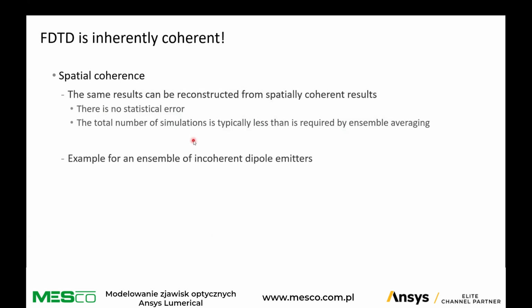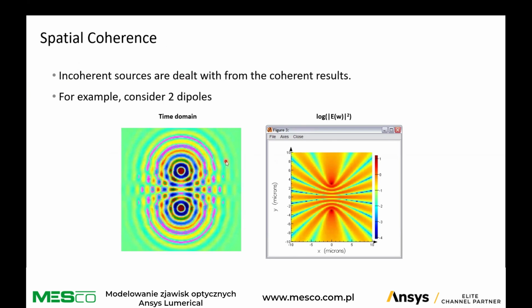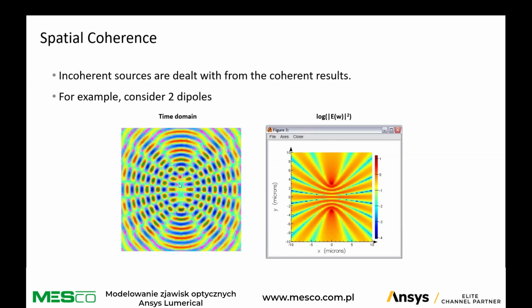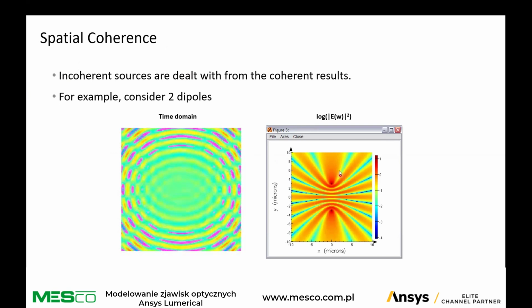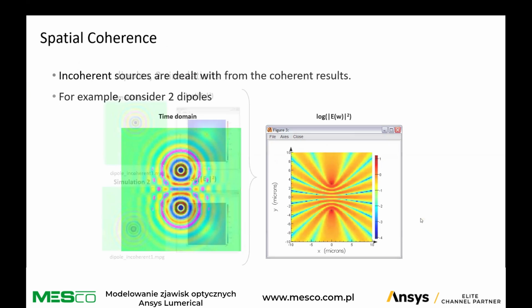So if we look at, let's say, dipole emitters, dipole sources, and what happens if you want to get the fields emitted by incoherent dipole emitters. If you put two dipoles in the same simulation, as we see here in this animation, you see that the fields interact, and we have this interference pattern that results from those two sources. So how can we get incoherent results out of that?